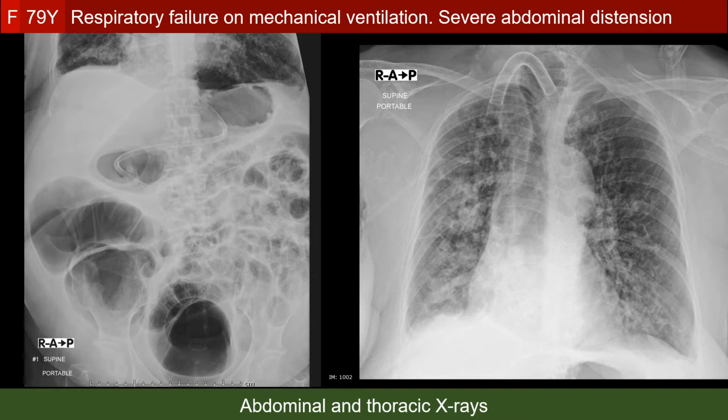There is a tracheostomy tube. The abdominal radiograph shows gaseous distension of the whole gastrointestinal tract, the stomach, the small intestine, the large intestine, and the rectum.